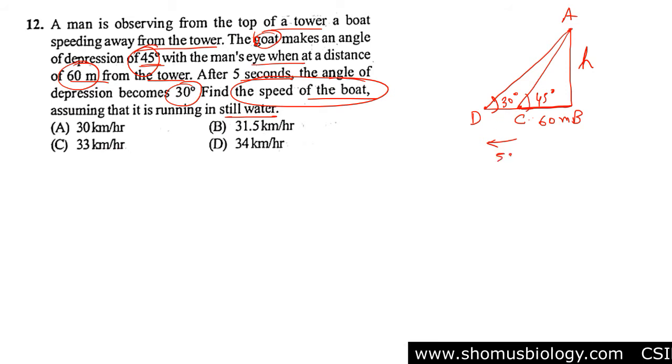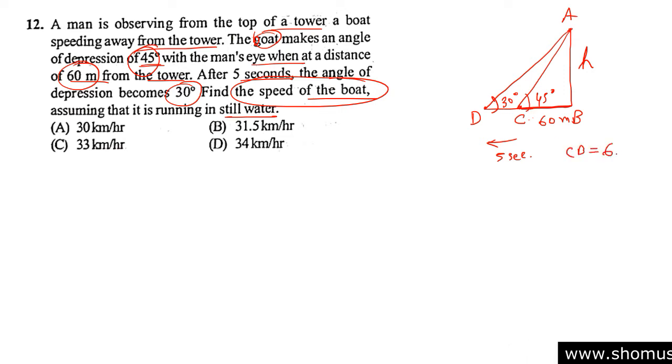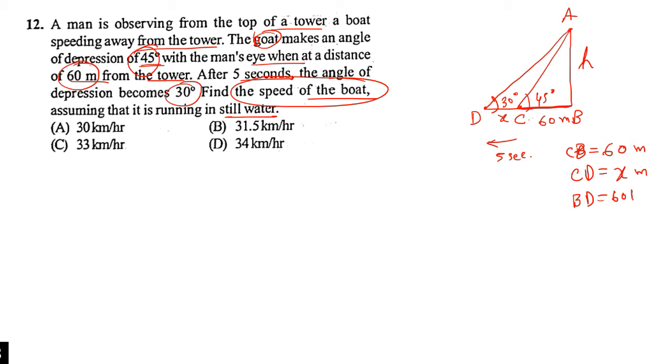In 5 seconds the angle of depression changes to 30 degrees, and the water is still in this case. So what we need to figure out is the value. We need only 60, that is CB. CB is 60 meter. CD, what is the value of CD? We don't know that. Let's assume that is x meter. CD is x meter. So now BD will be 60 plus x meter. That will be the assumption.